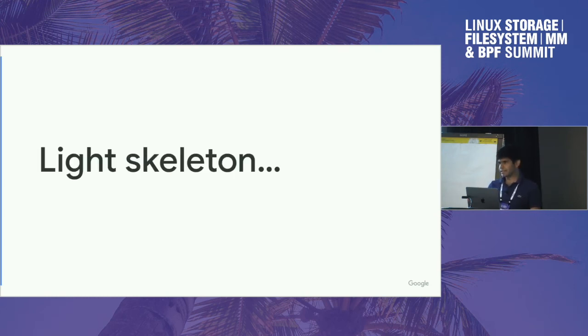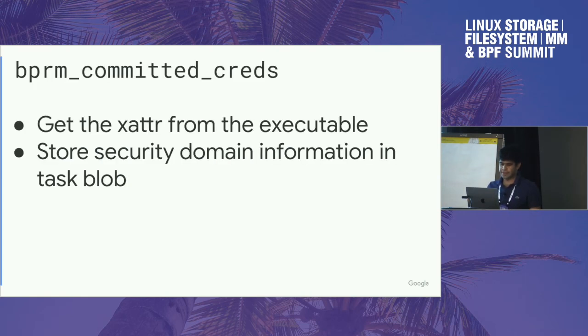And then we use light skeletons and implement some LSM hooks with the light skeleton. The first hook is bprm_committed_creds, which is just a fancy name for when a process is executed. In this hook, we get the xattr from the executable and store this information in the task blob. And the task blob, for BPF folks, is like task local storage.